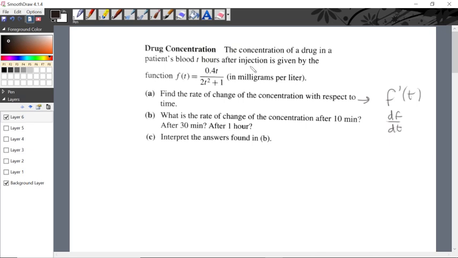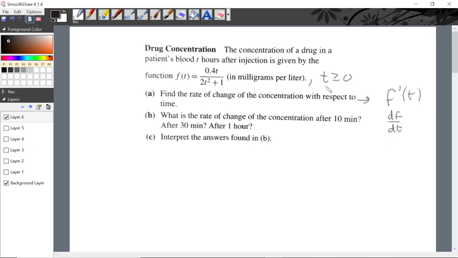We would presume, if we're saying that this is t hours after injection, that the domain is t greater than or equal to 0, because this is after the injection is given. So time would not be less than 0. What is the concentration of the drug in the bloodstream at time 0? At the instant that it is given, what concentration do we get? Plug in 0 to find out. 0 divided by 1, which is 0. So the concentration starts at 0.